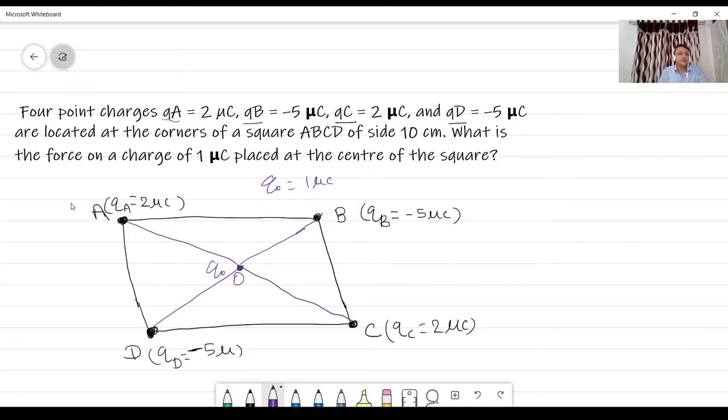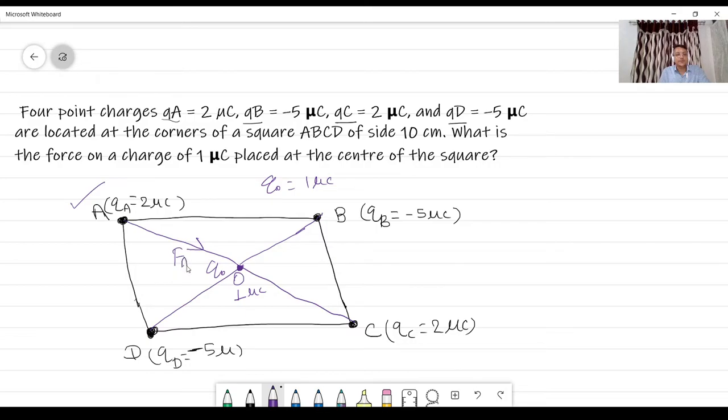Let's come to the QA point. QA is a positive charge, and the Q naught charge is 1 microcoulomb, which is also positive. So when 2 positive charges are there and we are trying to find the force between them, they will repel each other. If I want to find the force on this point O due to QA, it will be repelling this Q naught. So the force will be in this direction, from A to O. Here I can show this force by FA.